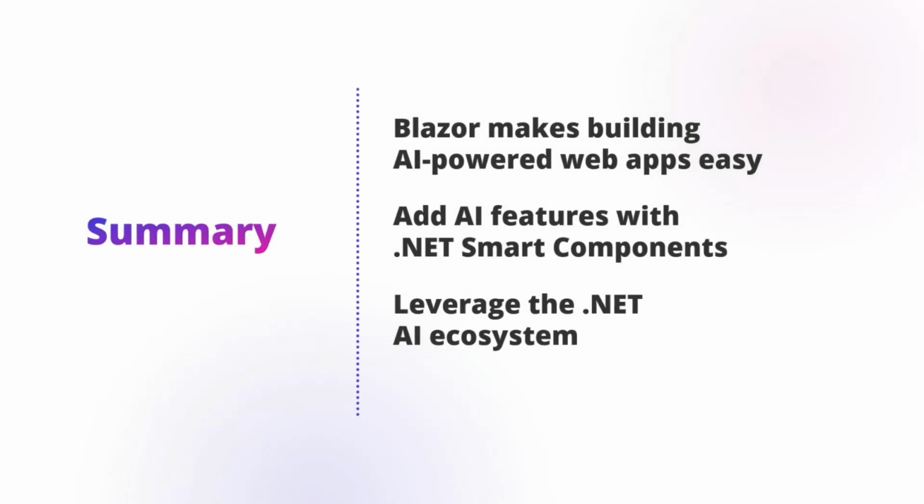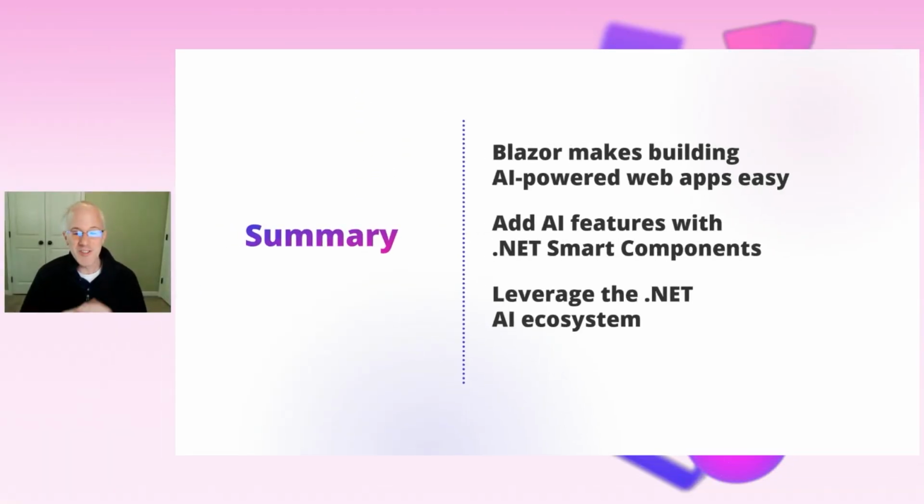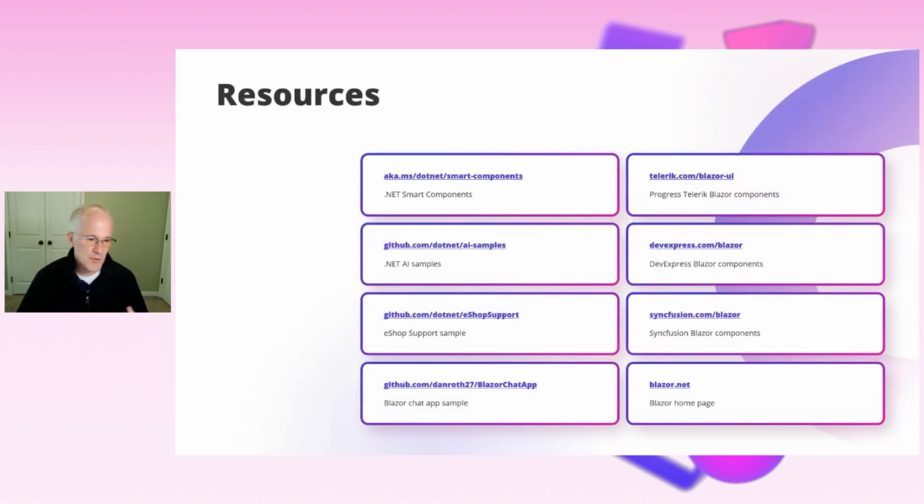Awesome. So that's what I wanted to show you today. So in summary, Blazor and .NET can make building your next AI-powered web app really easy. You can build AI features yourself using powerful .NET libraries like Semantic Kernel, or you can leverage a whole ecosystem of existing .NET AI components. Here is a summary of the samples and resources that I mentioned in this talk, so you can go and look at them and try them out yourself.